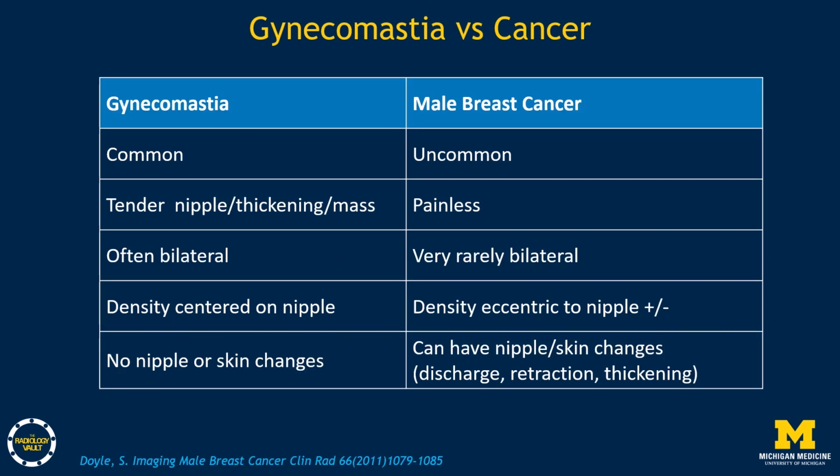Distinguishing gynecomastia from breast cancer is critical, and it's important to remember several features of each, including that gynecomastia is very common. It's often a tender, thickening, or mass-like structure behind the nipple. Gynecomastia is often bilateral on imaging with a density centered on the nipple, and there are no associated skin or nipple changes. Whereas male breast cancer is uncommon, it is typically painless, and very rarely is it bilateral. On imaging, the density can be eccentric to the nipple, and there can be associated skin and nipple changes, such as discharge, retraction, and thickening.